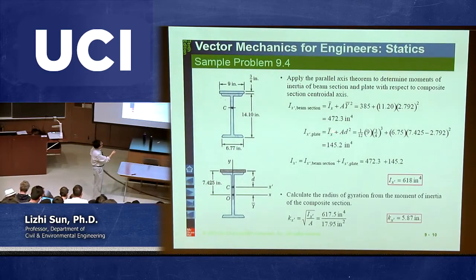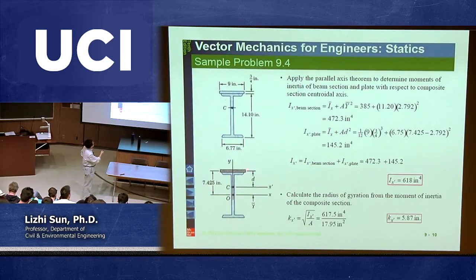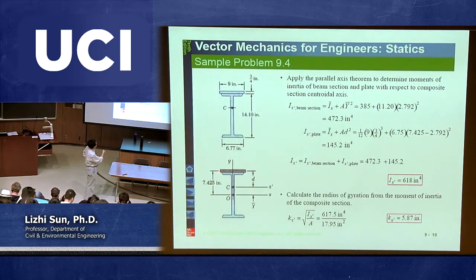Going back to this one. So the local moment of inertia with respect to the local centroid of this rectangular shape is 1/12 BH cubed. B is 9, H is 3/4, and then cubed. So this part is the local moment of inertia. And then plus, again using the parallel axis theorem, plus AD squared.